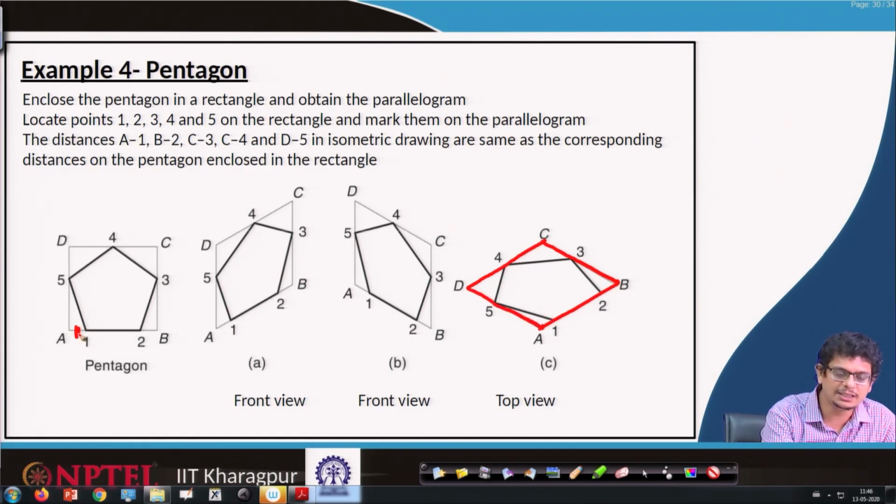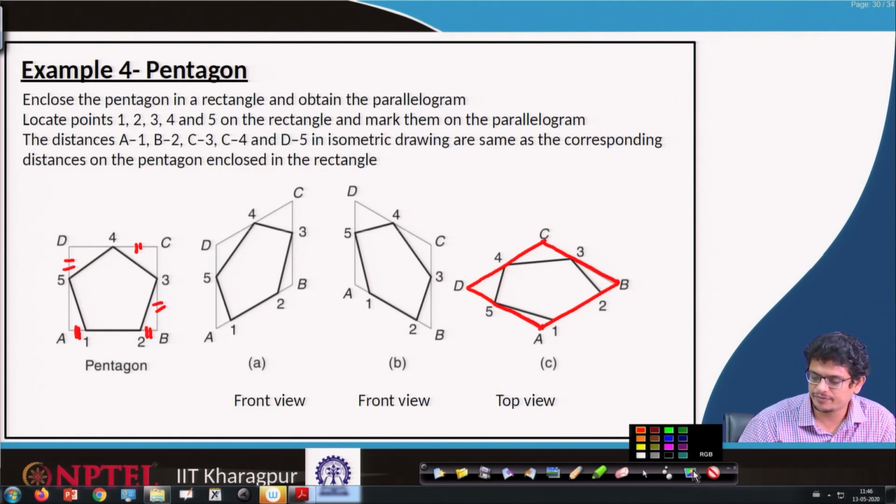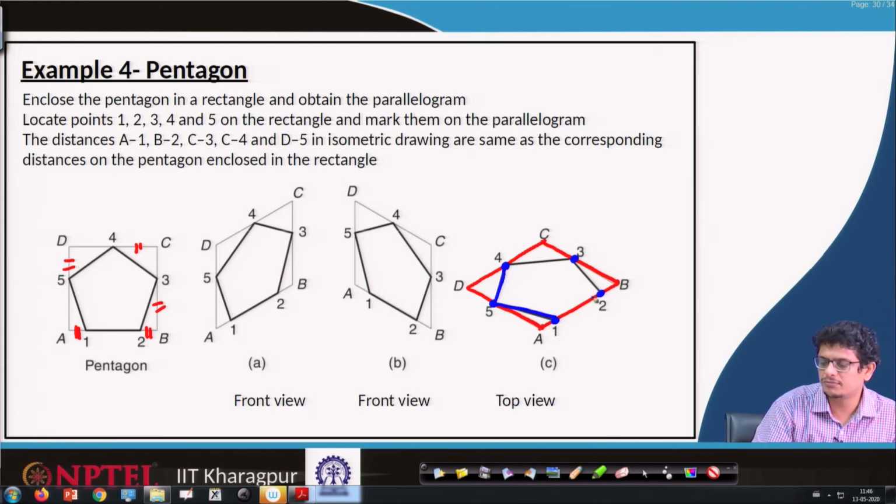Then transfer lengths A1, B2, B3, C4 and D5 appropriately, so that we will have first, second, third, fourth, fifth points. Join them to get the pentagon in the top view.